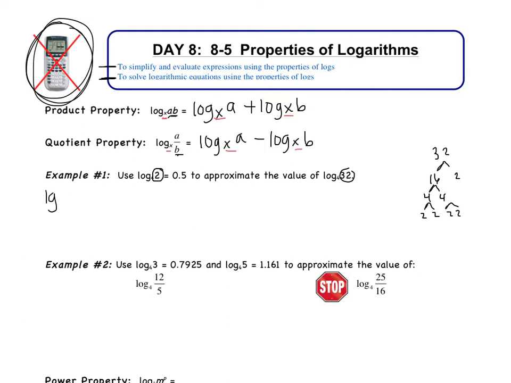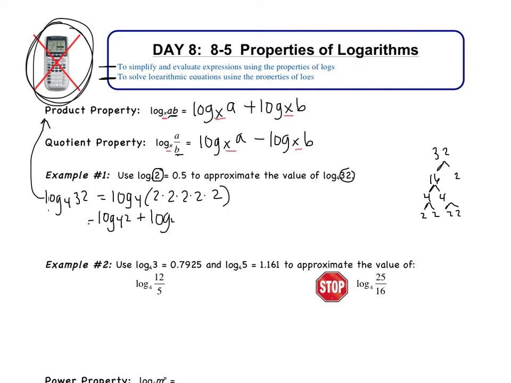So really, log base 4 of 32, that's the same thing as log base 4 of 2 times 2 times 2 times 2 times 2. 5 2's. Then I'm going to use the product property. So I have one log, 5 arguments being multiplied together, so I'm going to break it up. This becomes log base 4 of 2, add log base 4 of 2, add log base 4 of 2, add log base 4 of 2, add log base 4 of 2. 5 of them.